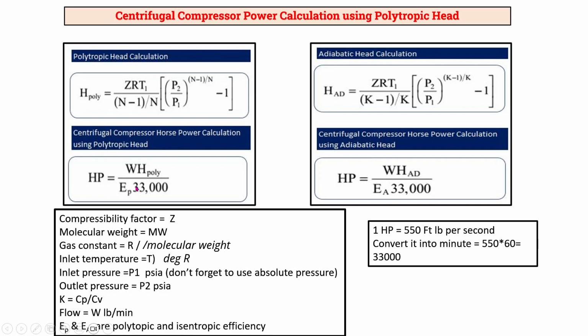And how has this factor 33000 come? We know that 1 HP is equal to 550 foot-pound per second. If you convert it into minutes, because here the flow is in pounds per minute, we have to multiply by 60. That is equal to 33000. That's why the factor 33000 has come.